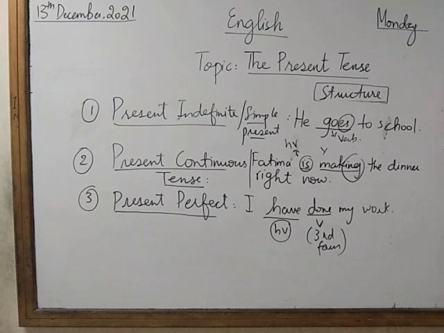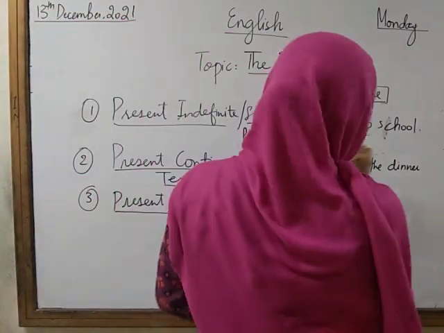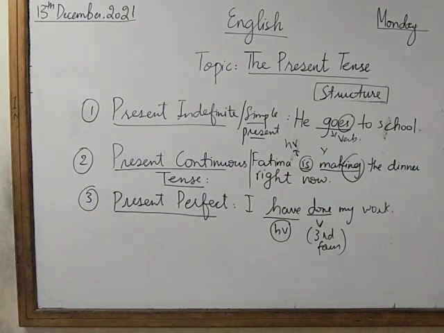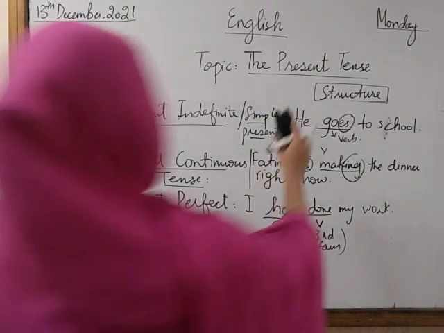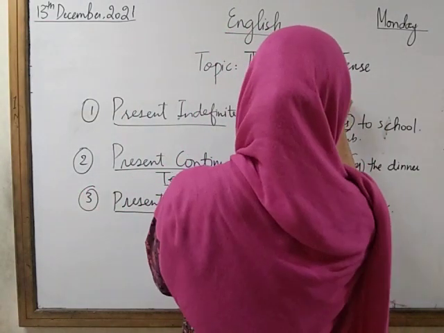So these were the examples of all of these three mentioned types of the present tense. I have given you examples for present indefinite tense, present continuous tense, and present perfect tense. And you can see on your screen the examples that I have mentioned. These are your examples now. Where is my duster? I'm going to simply grab my duster. These are examples.